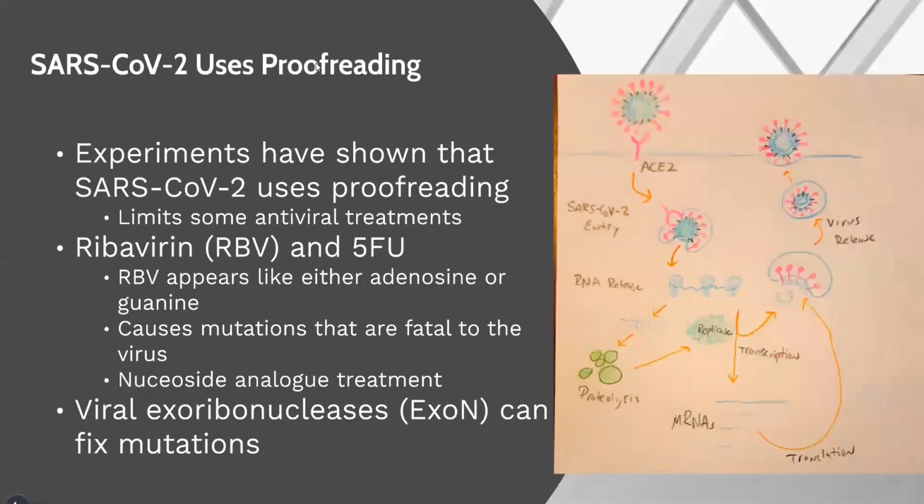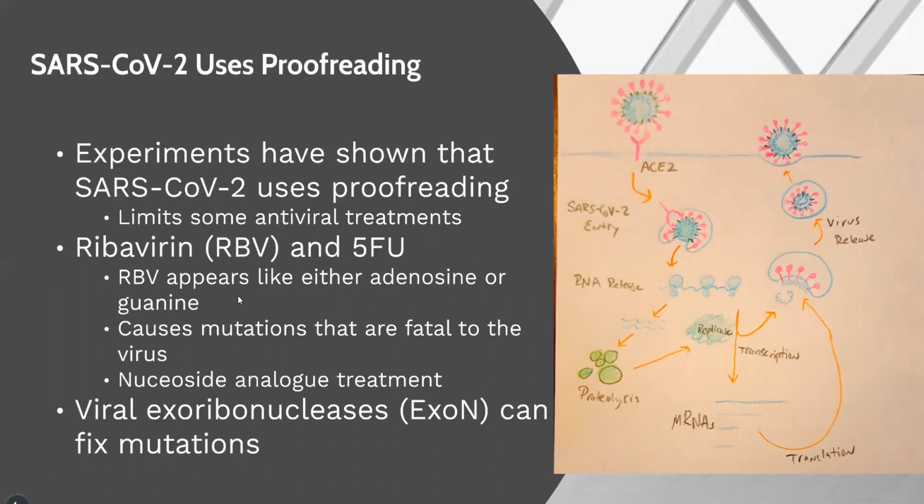With SARS coronavirus 2, we find that it does use proofreading, and experiments have shown this. And it does limit some of the antiviral treatments that we can use. For example, ribavirin, which has been used, and also 5-FU. The way they appear to work is that, at least with ribavirin, it acts like an adenosine or a guanine. It can be either one.